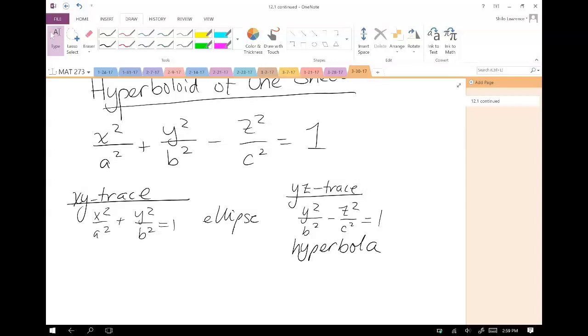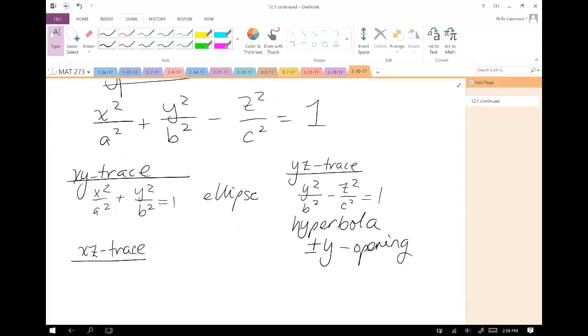Hyperbolas always come in pairs. There's two of them, and they open away from each other. So they open in the positive and negative y direction, because the y is the positive variable in this equation. The z has the negative in front of it. They always open in the direction of the positive variable. The xz trace is x squared over a squared minus z squared over c squared equals 1, which is again a hyperbola. The positive variable is the x. That means it opens in the positive and negative x direction.